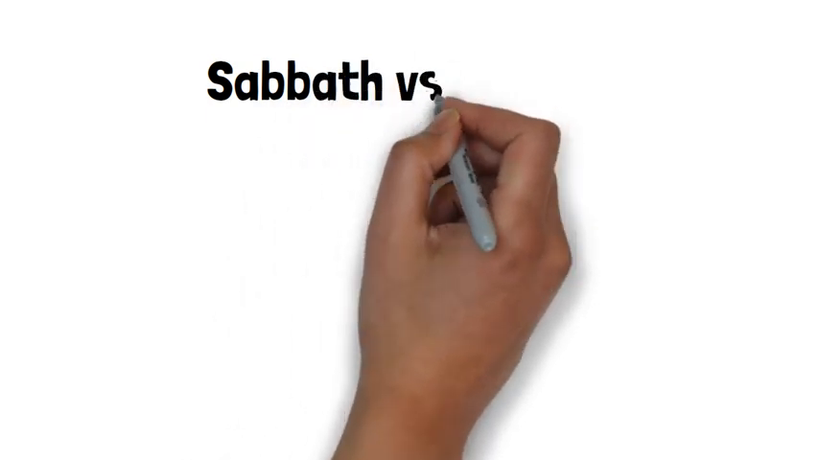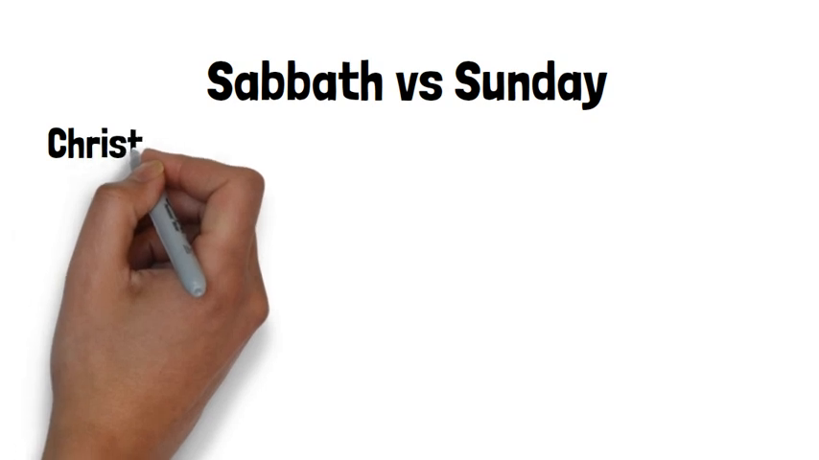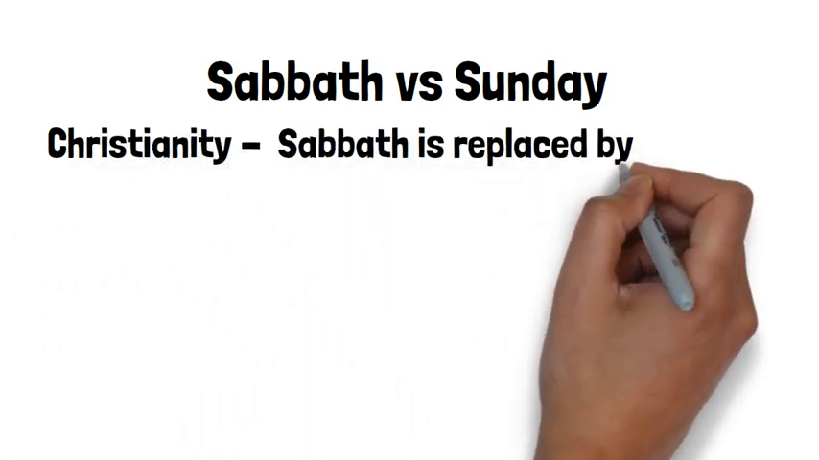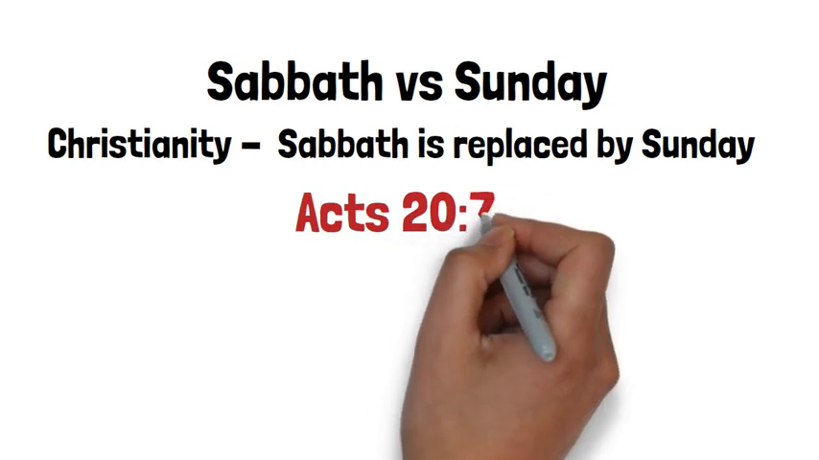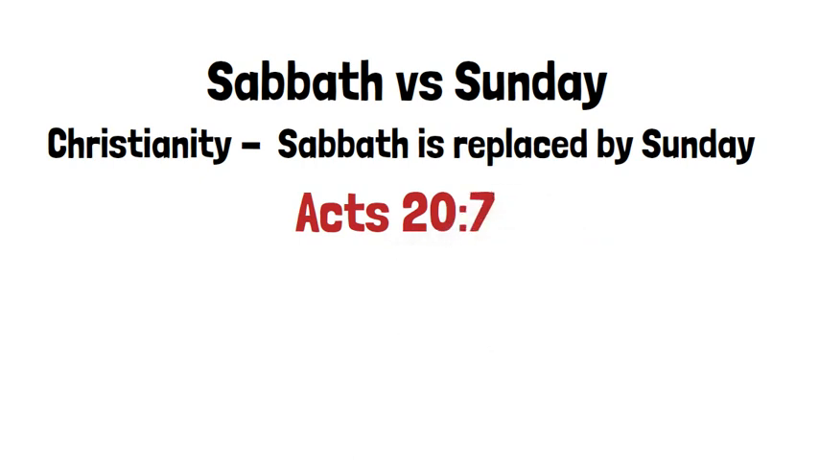Let's use an example. The Sabbath being replaced by Sunday worship. Many Christians will try to prove that the Sabbath was done away with and changed to Sunday by practicing eisegesis in certain passages. For example, they refer to Acts 20 verse 7 to try and prove the Sabbath was no longer observed by the apostles.